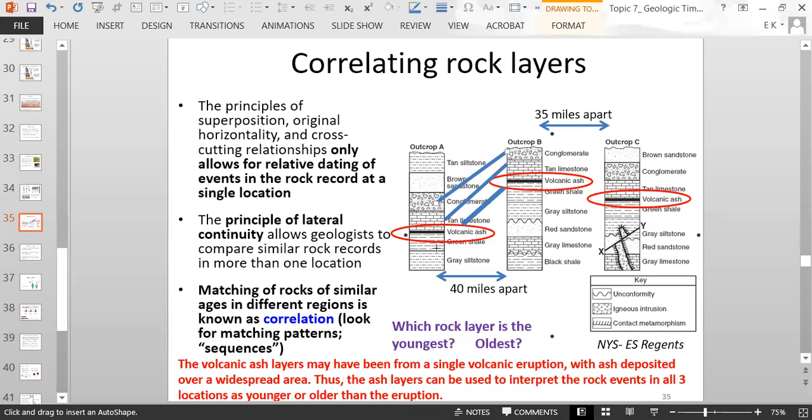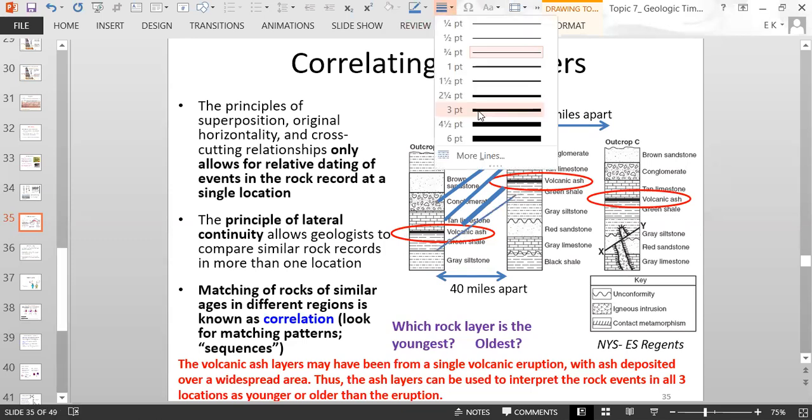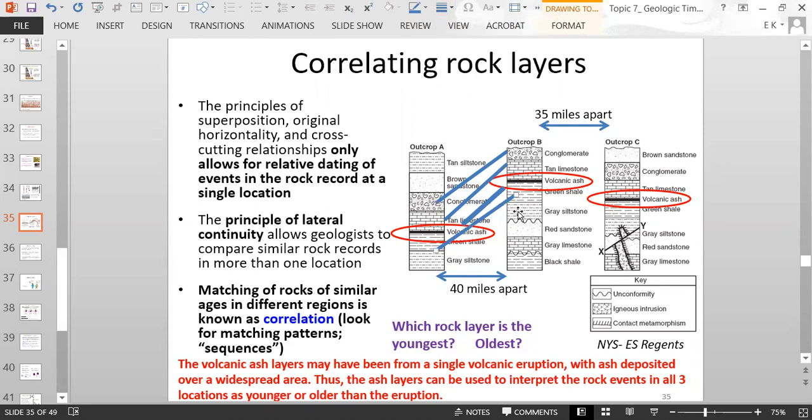And then you look below and you have the green shale and the gray siltstone. So now we see that the entire outcrop pretty much matches between A and B. They both match these patterns. So now this whole entire section from the gray siltstone to the conglomerate matches this whole section from gray siltstone to conglomerate.